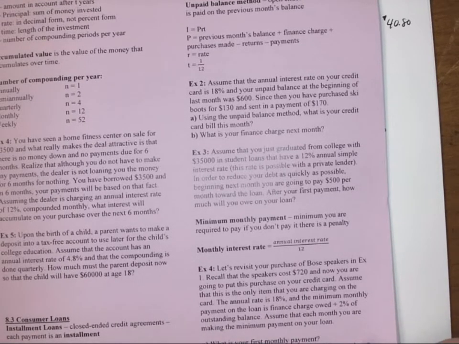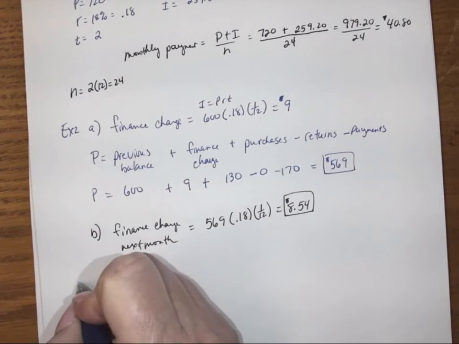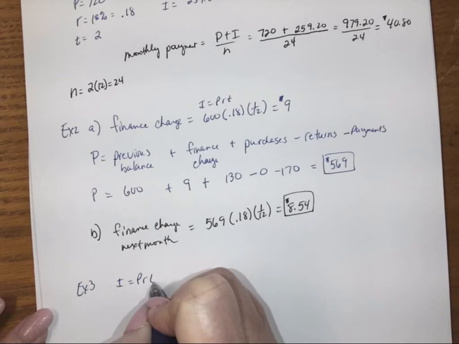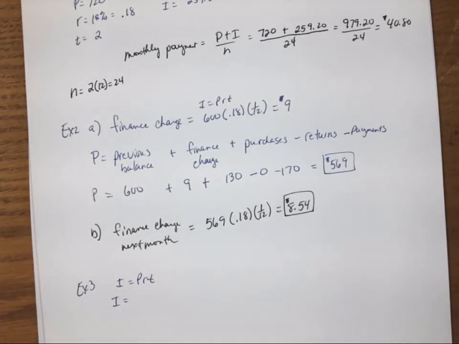So the first thing that we need to do is figure out what the interest is going to be. So this will be example 3. We're again looking at I is equal to PRT because we need to know what that interest is. We need to find the I, so the P is going to be that $35,000 loan. Our rate is equal to 12%, which will be 0.12. And remember, your T is still 1/12.